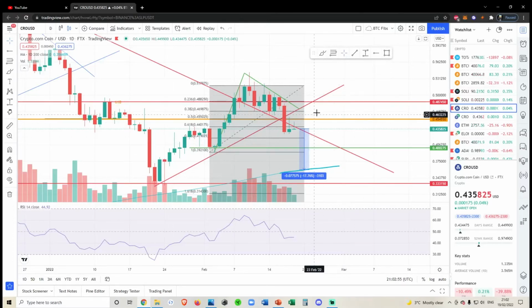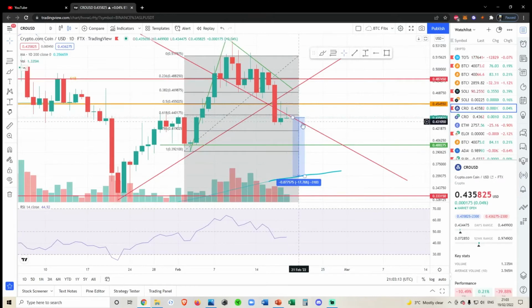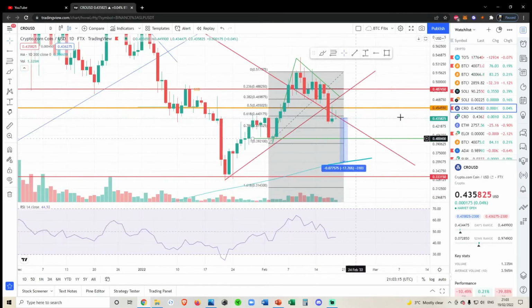So me personally, obviously do take that opinion with a grain of salt because that is biased. I do obviously hold some CRO, so you would need to take that analysis, think about how much you own, and figure out what is best for you. So you should always do what's best for you anyway. But while we are below this red trend line, I personally would not be bullish on this coin.